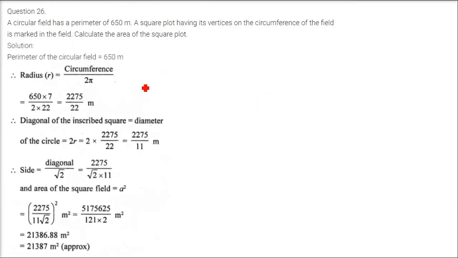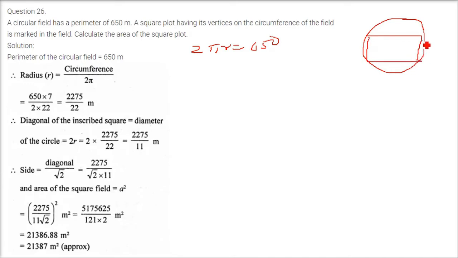A circular field has a perimeter of 650 meters. Perimeter is nothing but the boundary, and the boundary is nothing but the circumference for a circle. So 2 pi r is given as 650. A square plot having its vertices on the circumference of the field is marked in the field. So this is a square here, and its vertices are on the circle. Calculate the area of the square plot.